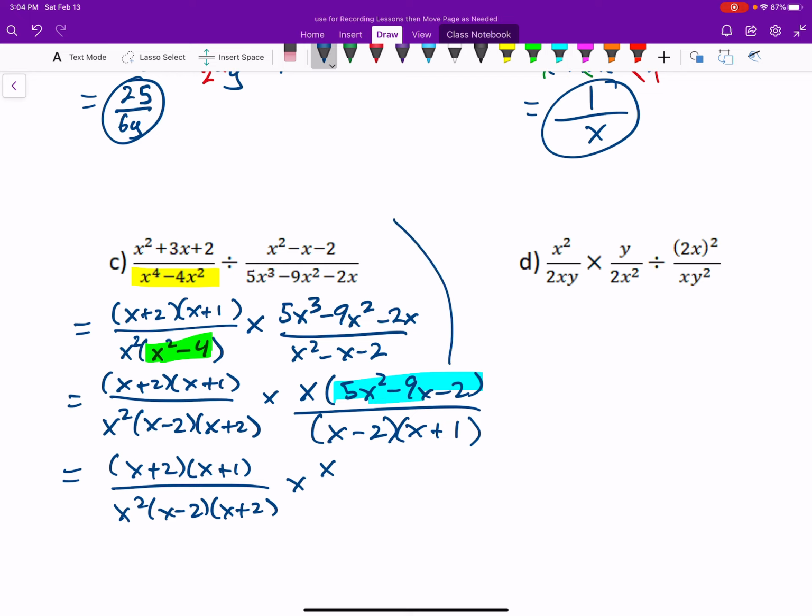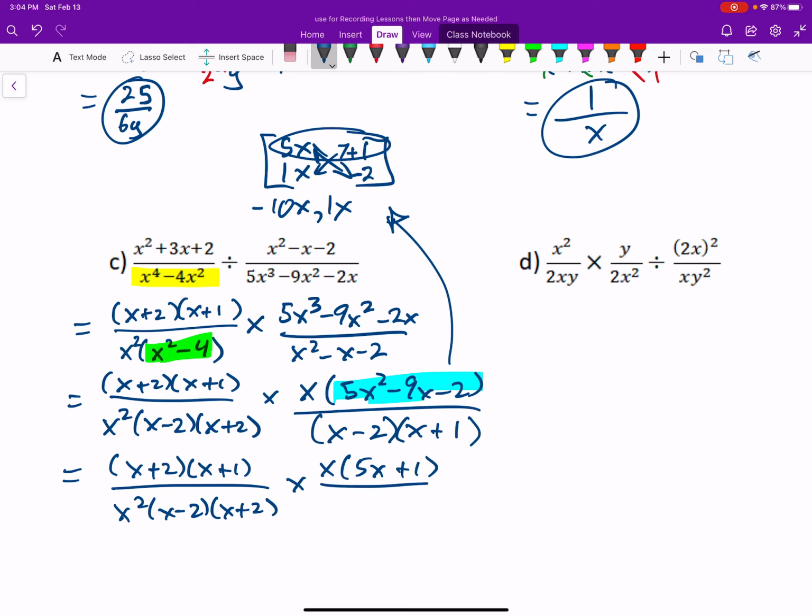So this I will use my trial and error. So 5x squared can only come from doing 5x times 1x. 2 can only go from 2 and 1. So if I multiply like this, I'd get 10x and 1x. That can give me the negative 9 I'm looking for, especially if the 10x is negative. So if I make this a negative 2, that'll give me negative 10x. Make this a plus 1, my factors would end up being 5x plus 1, and on the bottom would be x minus 2.